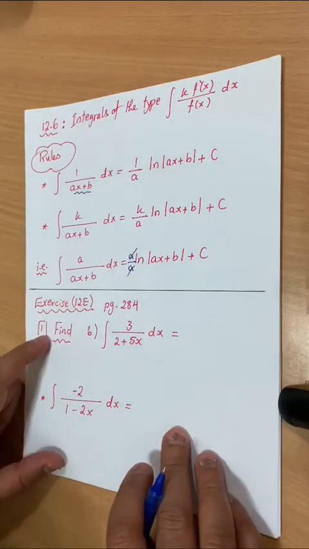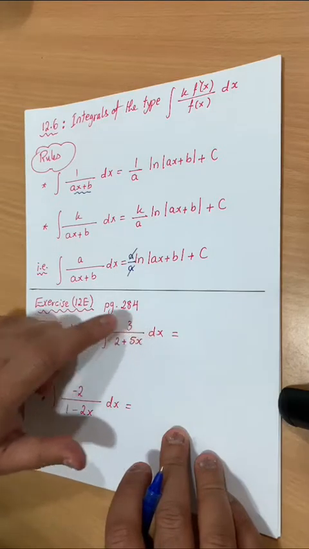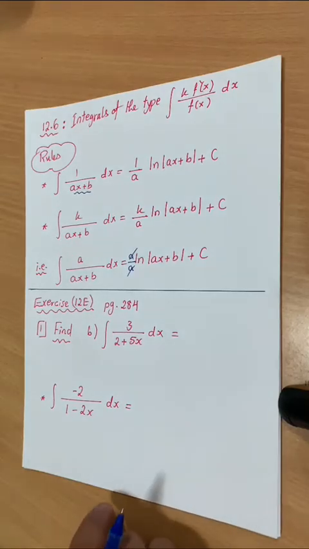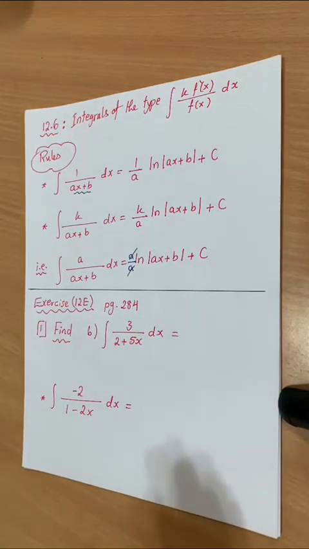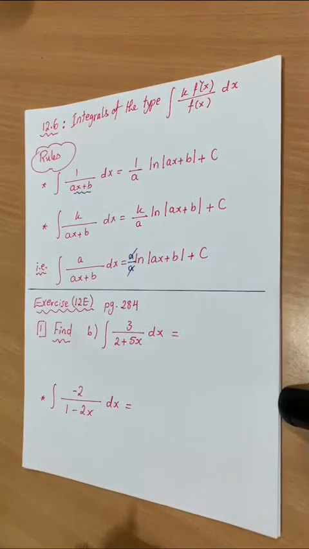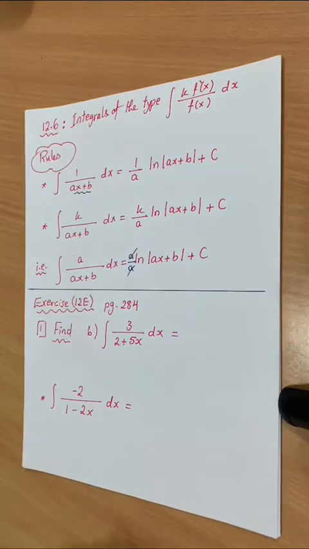In exercise 12e, question number 1, find the integration of 3 over 2 plus 5x dx. Now we're going to ask a question here. Why are we supposed to do this only if the denominator has power 1? See, if you move the denominator by changing the sign of the power, it will be power of negative 1. When you add 1 to the power, negative 1 plus 1 will give you 0. But this is not the main point. When you divide by the new power, which is 0, divided by 0 is undefined.